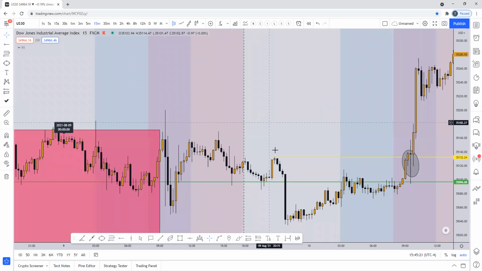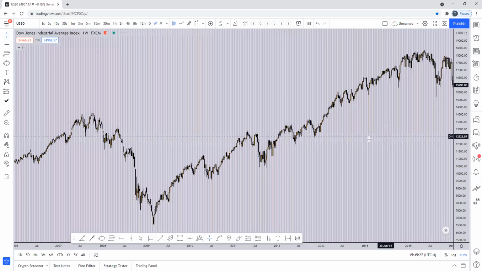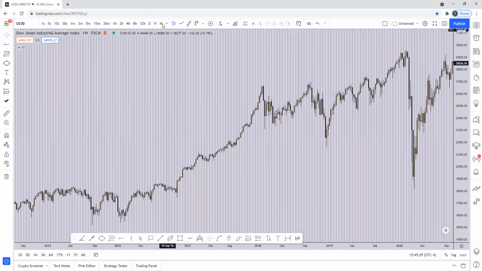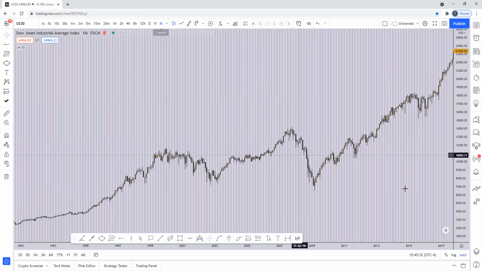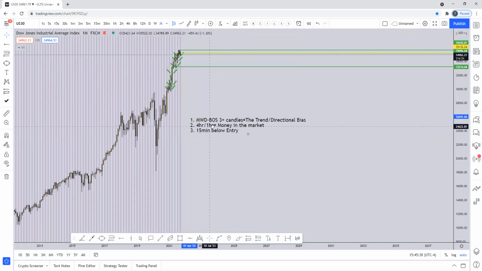So in recapping, let's recap everything that we just went over. We're utilizing the monthly, weekly, and daily for our directional bias. With that monthly, weekly, and daily, we're looking for breaks of structure in the direction that we're trying to go. If we have a break of structure in the opposite direction, there are either 2 reasons: we're getting ready for a reversal of the trend, or we have a false break of structure. Those are the 2 things that could happen.